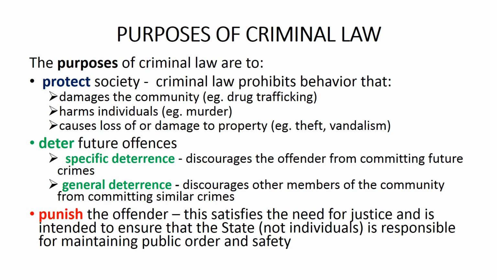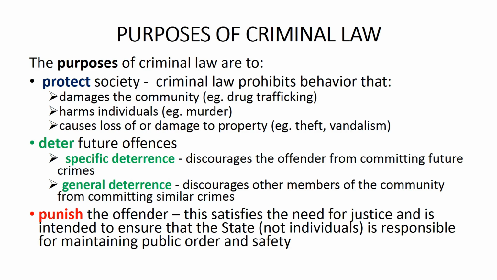The second purpose of criminal law is to deter people from committing offences in the future. There are two kinds of deterrence. The first kind of deterrence is specific deterrence, which means that the purpose of the criminal law is to discourage the offender from committing future crimes. For example, if someone assaults another person and the person is put into jail, then the idea is that putting the person into jail will discourage them from committing assaults in the future because they won't want to end up in jail again.